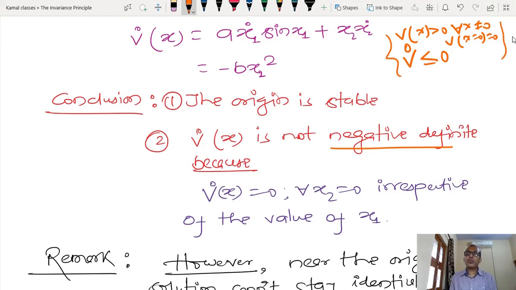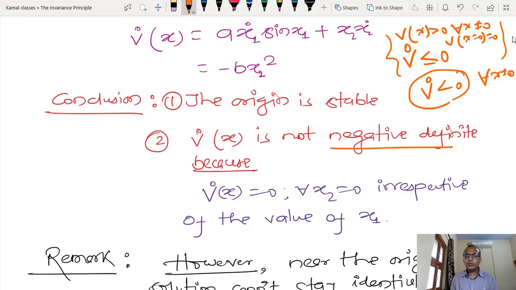I cannot talk about the asymptotic stability of the equilibrium point. In order to talk about asymptotic stability, I have to make sure that V dot is less than 0 for all x not equal to 0, meaning strictly less than 0, or in another language, negative definite. So why are we unable to comment on that?